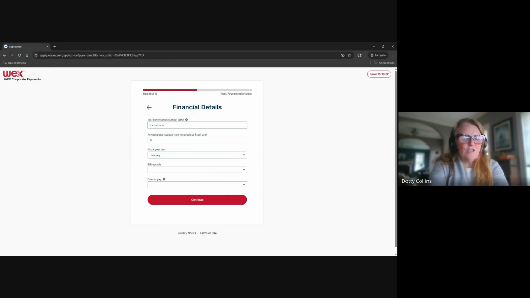Okay, so they need their financial details. It's the tax ID they need to enter, and the annual gross revenue from the fiscal year before. So let's put that in there. And then the fiscal year start: probably 9 out of 10 times it's January, but in case it's not, they can have the option to select whatever that is.